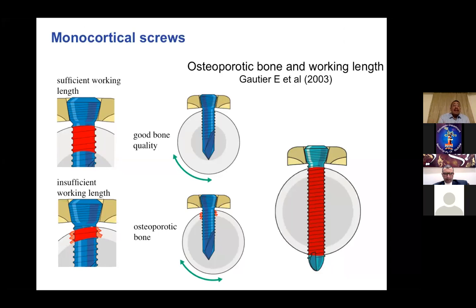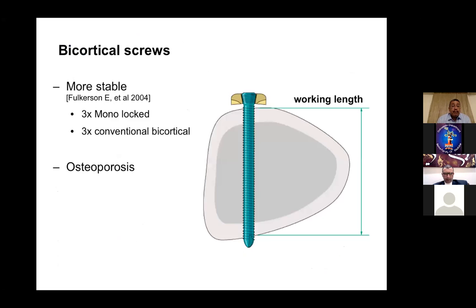Whether to use monocortical screws or bicortical screws: always use bicortical screws. The monocortical screws will not offer sufficient working length. The purchase of monocortical screws is very little, and especially in osteoporotic bone, you will not get any stability. Always use bicortical screws to have a sufficient working length of the screw.